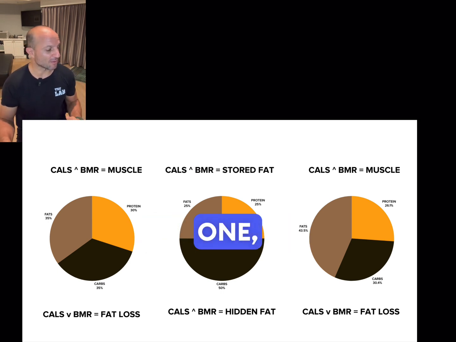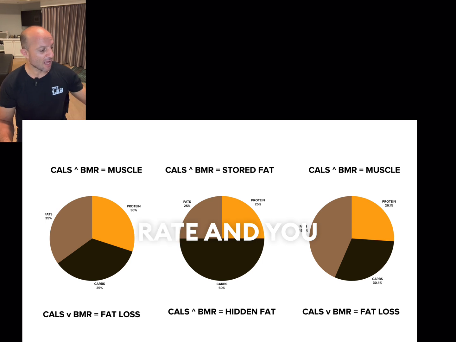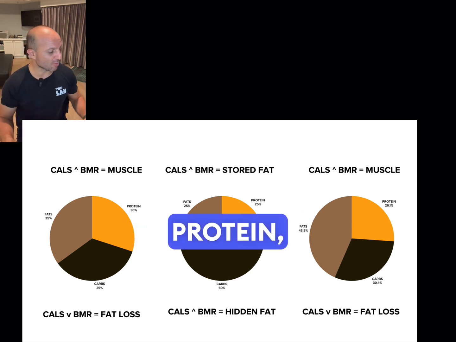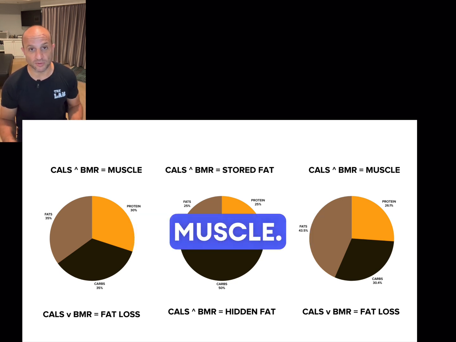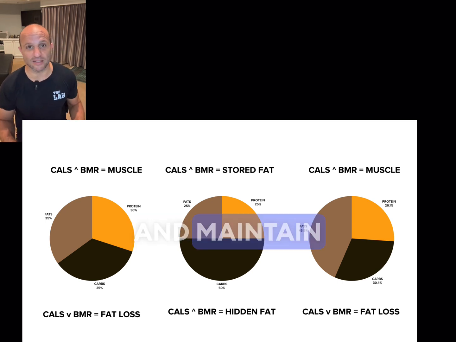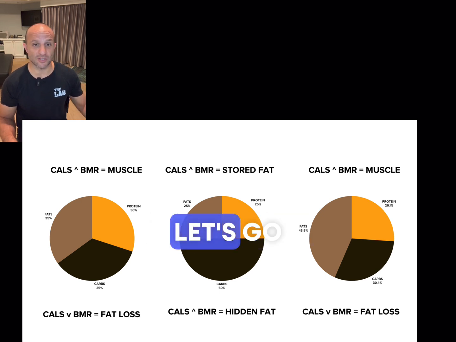If you look at graph 1, if your calories go above your baseline metabolic rate and you manage to keep within these protein, fats, and carbohydrates requirements, you will be able to achieve more muscle. If you eat below your baseline BMR and maintain these ratios, you will achieve fat loss. Now let's go ahead to the middle one.